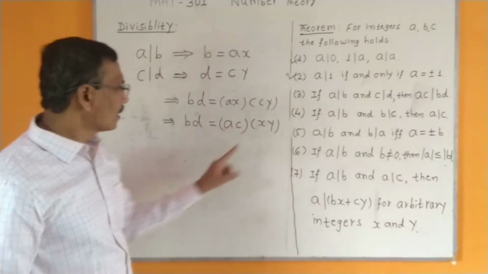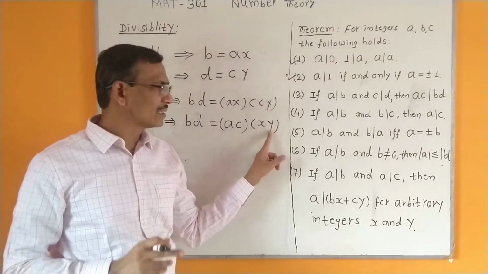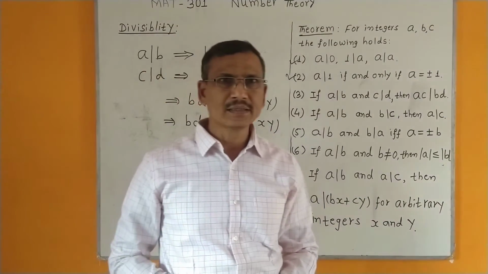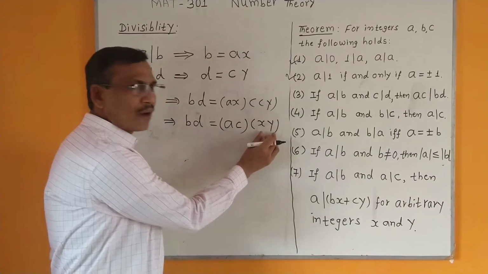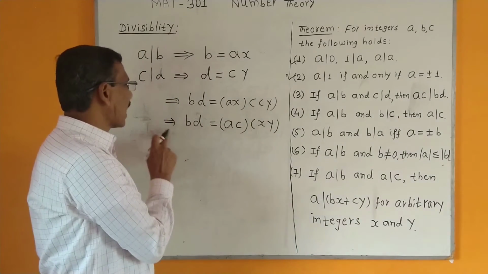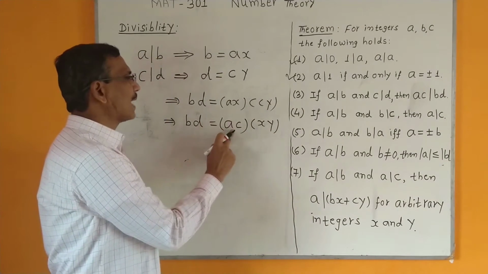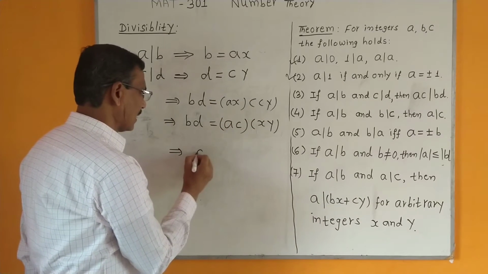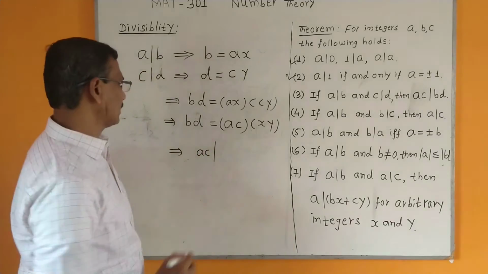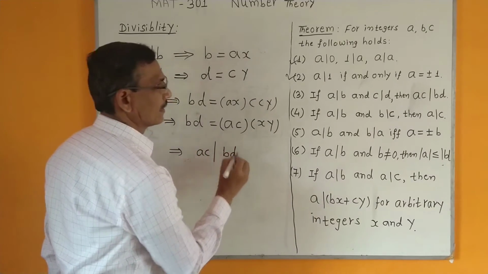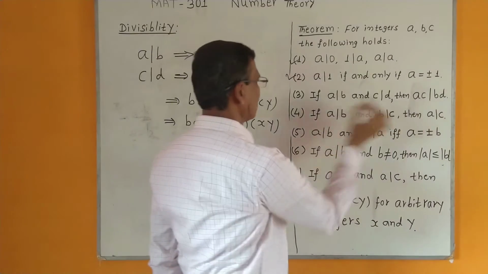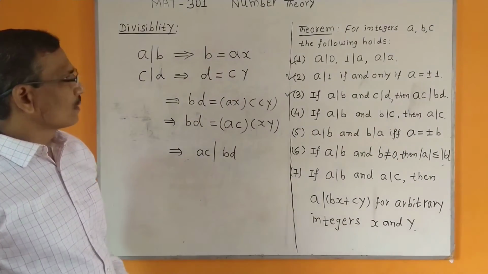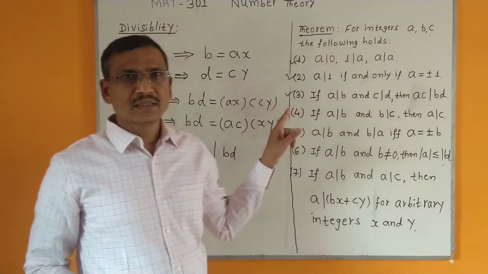Now here X is an integer, Y is also an integer. The product of two integers is again an integer. Therefore X into Y is an integer. Means we have BD is equal to AC into some other integer. That means AC divides BD. Try to understand the meaning of this result.